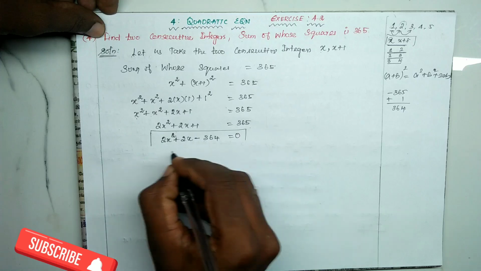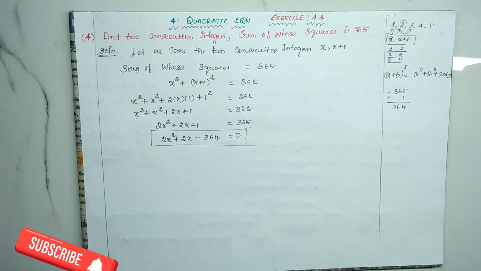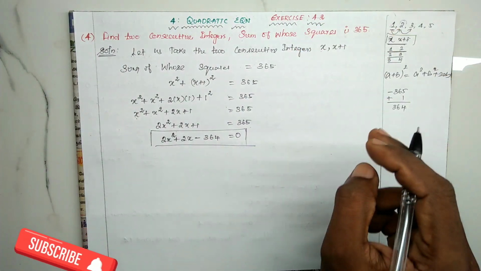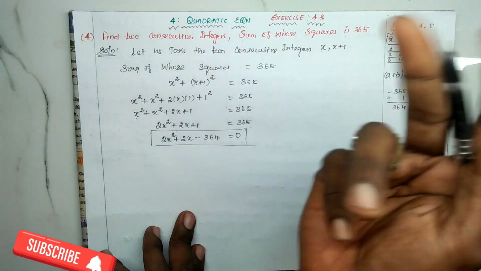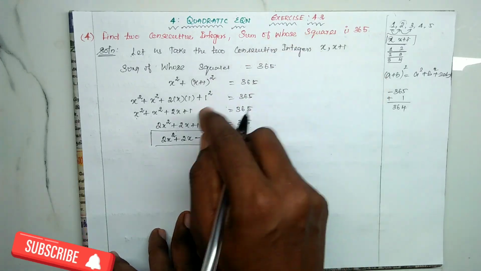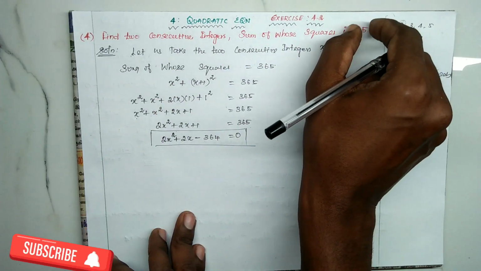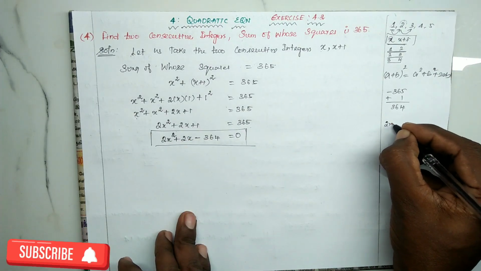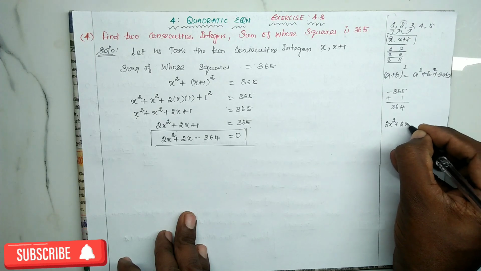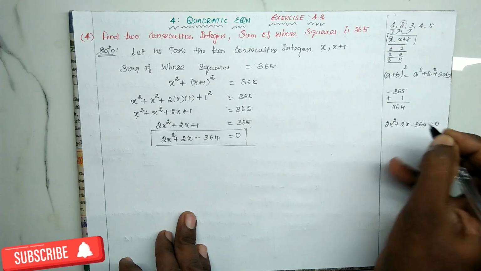Now we get this quadratic equation. We are going to find the roots of the quadratic equation. If we find the roots, only then can we tell what the two consecutive numbers are. If we square and add them, we will get 365, right? Here we find the equation as 2x square plus 2x minus 364 equal to 0.